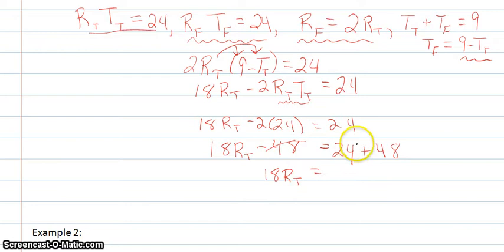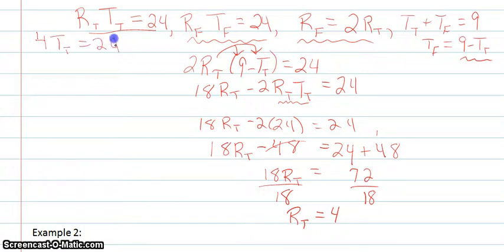So let's see, I have 72, and then divide both sides by 18. So R sub t equals 4. Now I can use this information to find my other 3 variables. So if I put that into this equation, I'd have 4 t sub t equals 24, then I would divide both sides by 4. So t sub t equals 6.